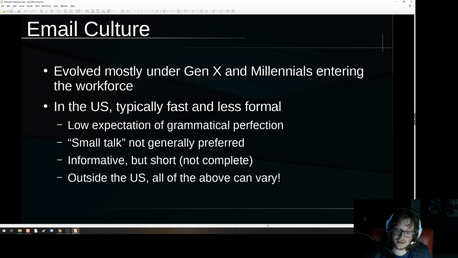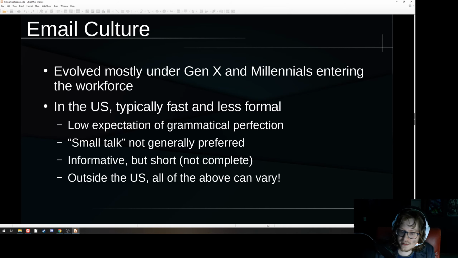So we're looking at a culture that evolved mostly under Gen X and millennials entering the workforce in the 80s, 90s, and early 2000s. Those are people who were already equipped with technology when they were entering the workforce. At least in the United States, everything was pretty modernized, so most of those people had computers earlier than some other parts of the world. And the culture that evolved in the US is typically a fast and less formal culture of email.